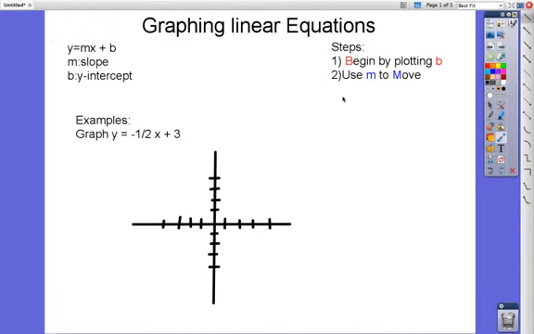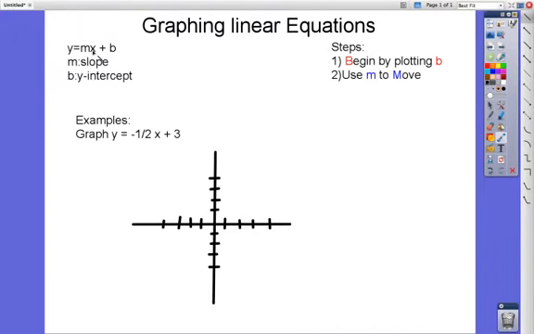Okay, so today we're going to be graphing linear equations. All linear equations must look like this before you can graph: y equals mx plus b, where m represents slope and b represents the y-intercept. So when you are graphing a line, you always begin by plotting b on the y-axis.